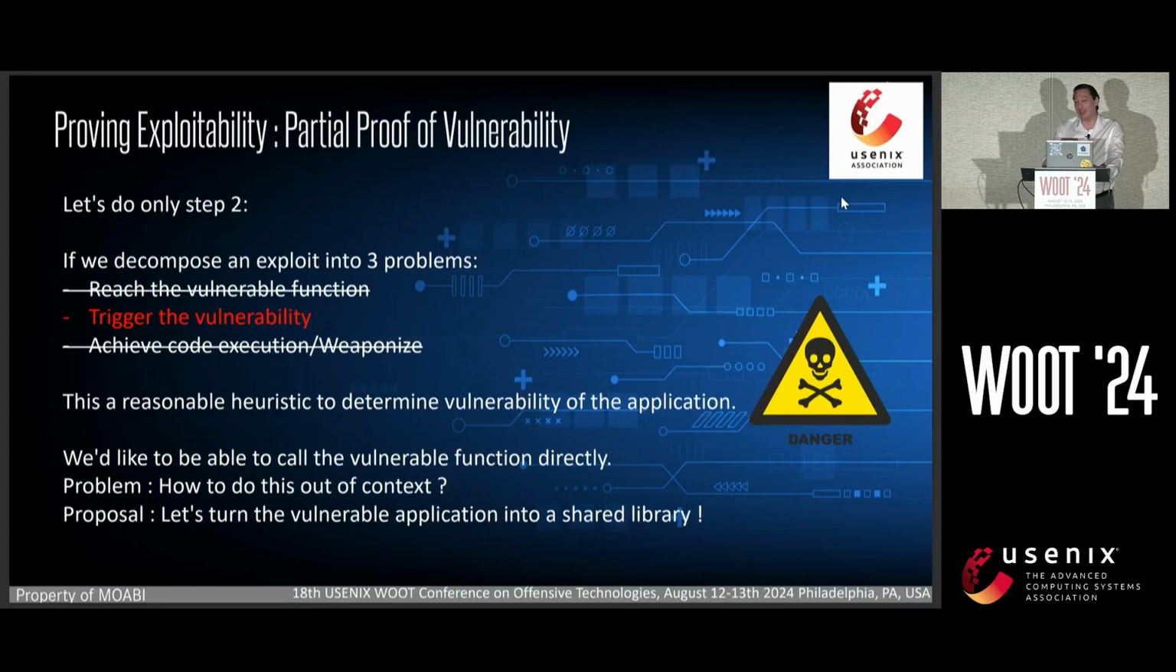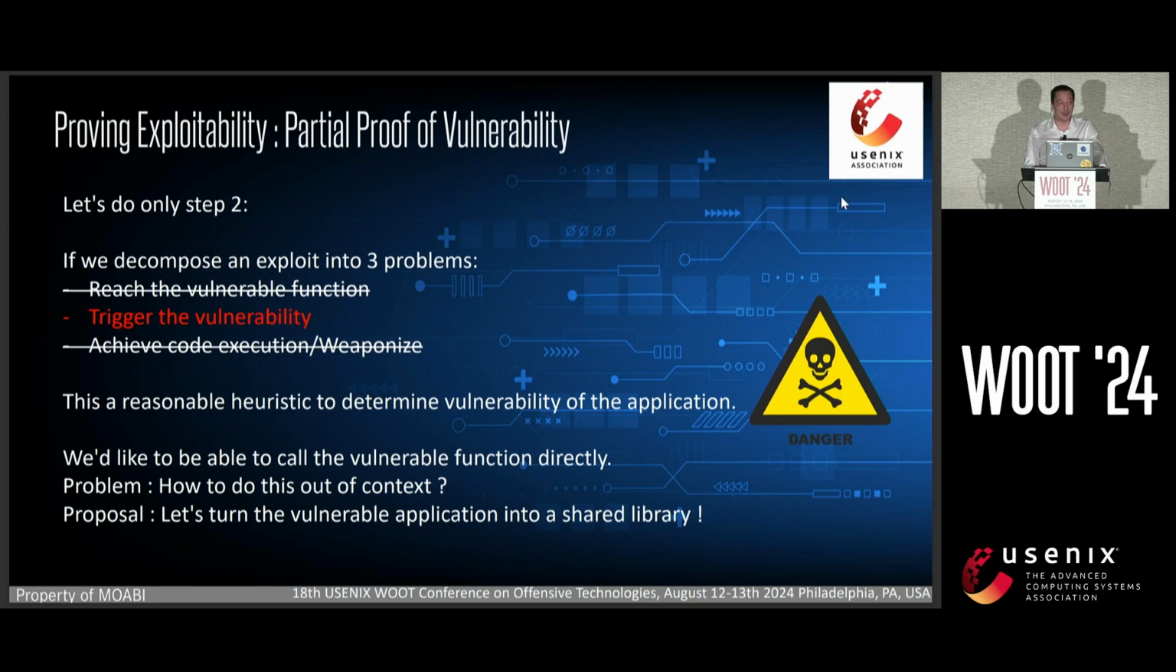So instead of doing that, what I'd like to do with this talk is to offer a new way to prove vulnerability without writing an entire exploit. To do that, we're just going to try to focus on triggering the vulnerability without creating an input that can reach the vulnerable function first. So we'd like to call just the vulnerable function directly.